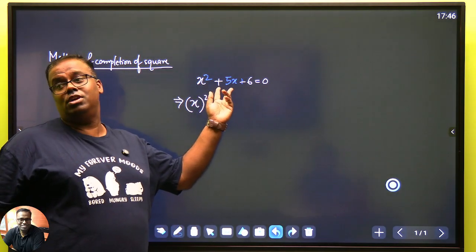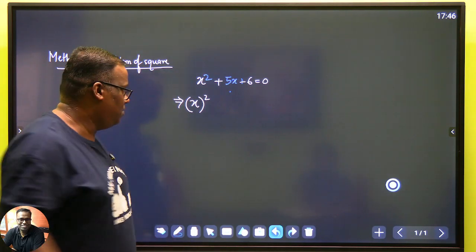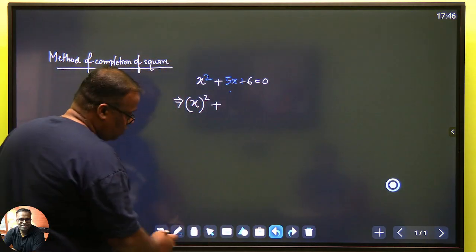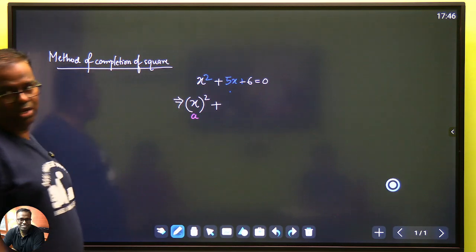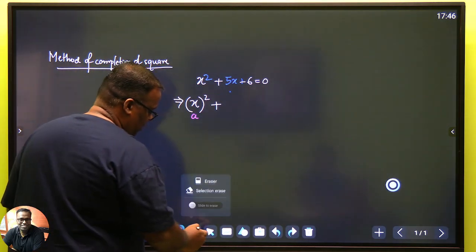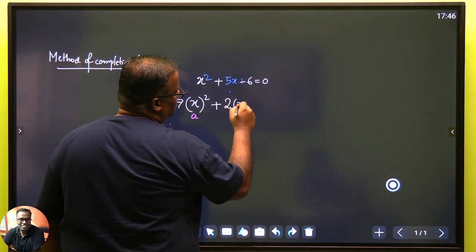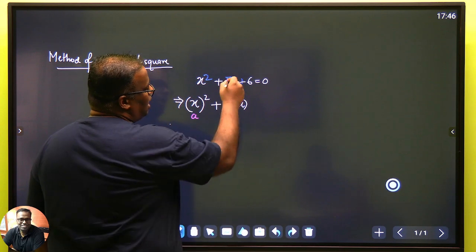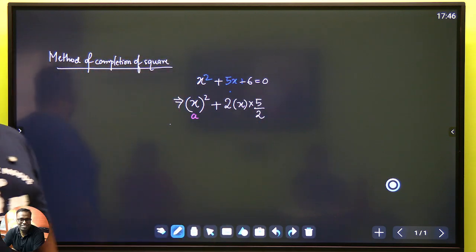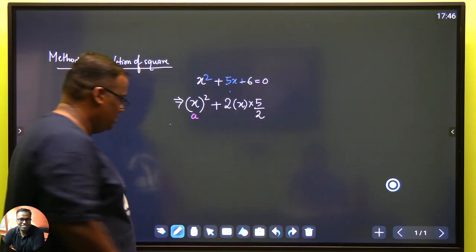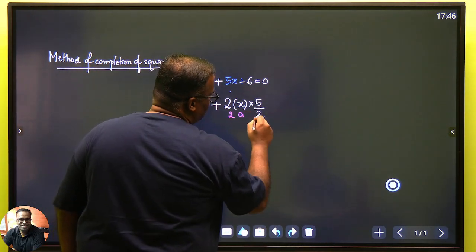This component I will try to express as twice ab. What will I try to express it as? Twice ab. Let me see how I write it. Twice ab means, this is your a. a you have already got, b we don't know, so let's see where b comes from. So I will write this as 2 into x, twice a, into b. I need to get 5x, so I have no other option but to make it 5 by 2. Have you understood? Right, I have no other option, so this is now twice ab.